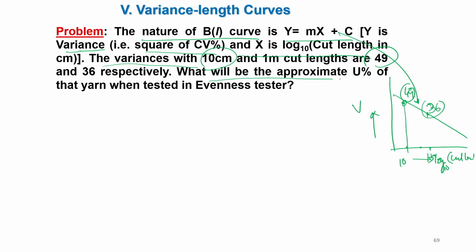What will be the approximate U% of that yarn when tested in evenness tester? Now, this is 10 centimeter, in U% is the value which is calculated based on the cut length 1 centimeter, and here it is a 10 centimeter on 1 meter is given. Now, let us try to calculate the variance with 1 centimeter cut length.